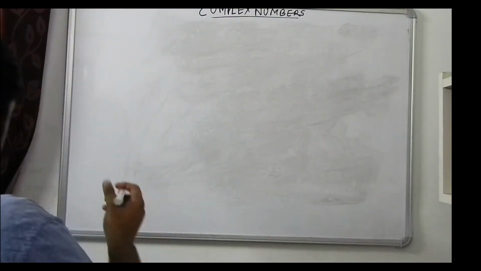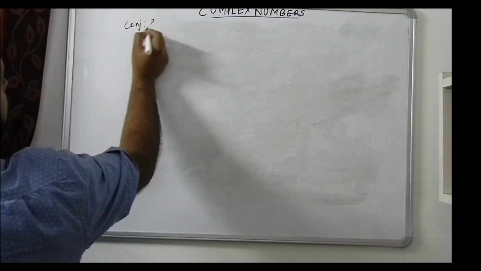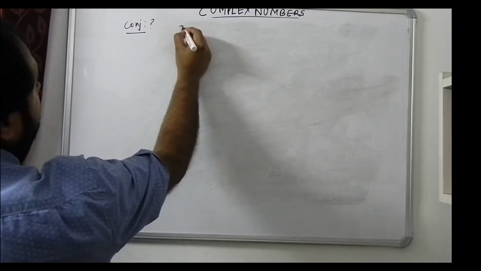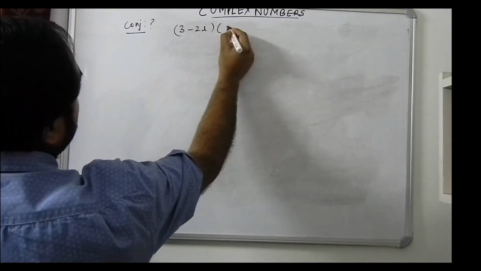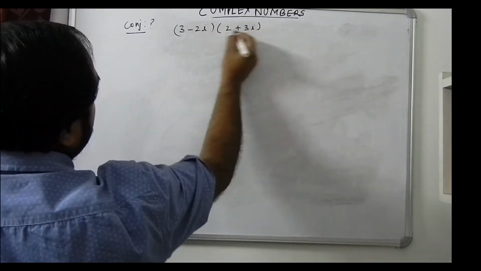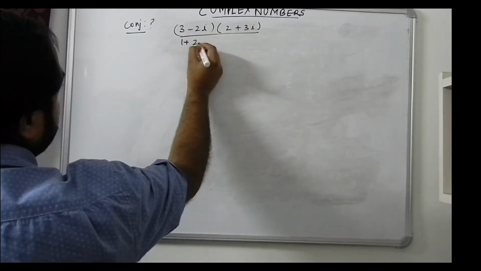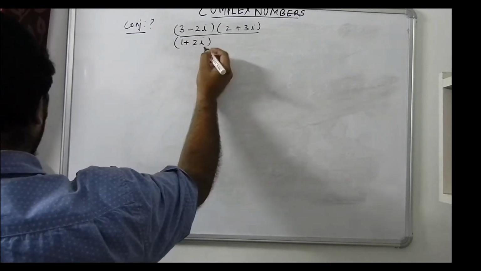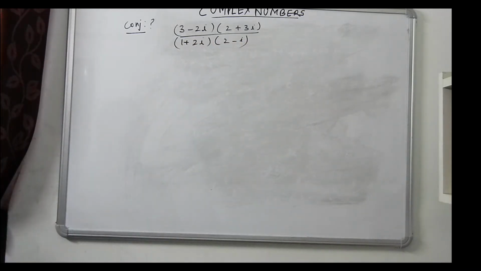It says find the conjugate of (3 minus 2i) times (2 plus 3i) upon (1 plus 2i) times (2 minus i), right? So this is something that we need to solve. There is nothing special we can do here. We simply have to multiply.